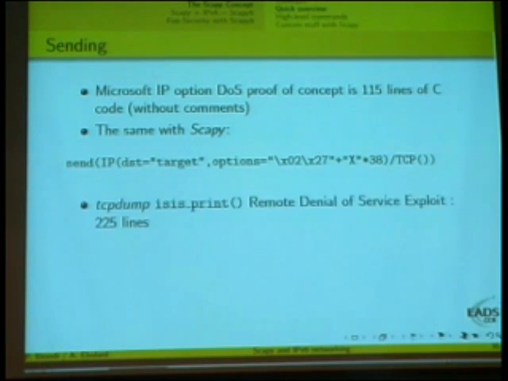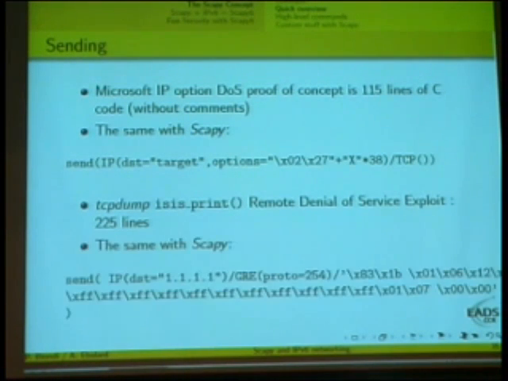Same, for example, for the tcpdump easy script, remote denial of service. The exploit was 225 lines, and this is the same with Scapy. So you have everything: you know it's GRE, you know the protocol is 254. This is the string I ripped from the exploit, so it's only 1 line, and you have all the information you need to understand exactly what happens. You don't have to search in 250 lines of C code. I feel a bit sad for the people who write all those lines to do only that.